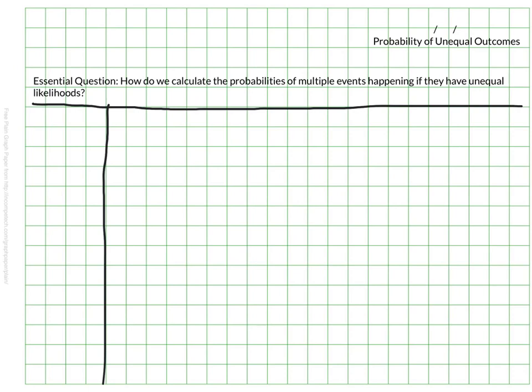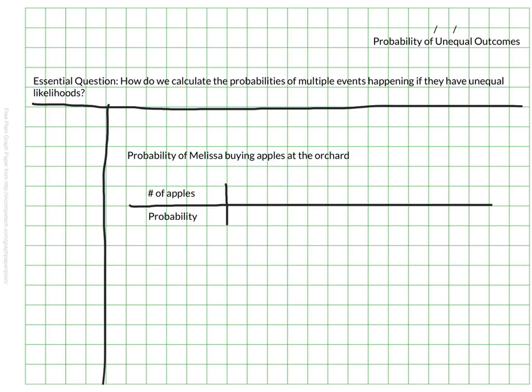have unequal likelihoods? We're going to start with a table about Miss Melissa and the likelihood of her buying apples when she goes to the orchard. I'm going to ask you guys to make a copy of this table in your spiral. And I want to point out that I'm going to be using decimals to show the likelihood instead of fractions or percentages, but it all means the same thing. I'm just using decimal form.